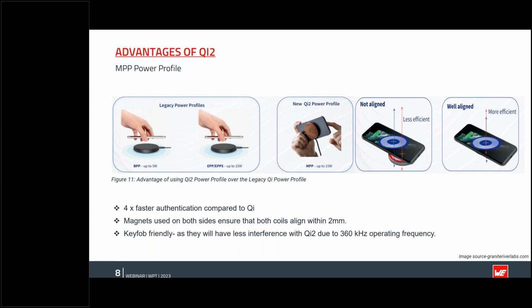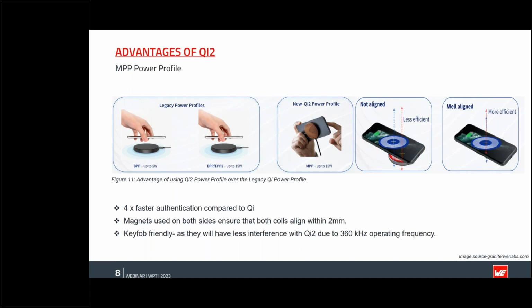And as you can already see in the images, in the case of these previous legacy power profiles, the charger always had to be placed on the table and the phone had to be aligned exactly on the charger. And if there's a slight misalignment or if the phone slips off the charger, then it would not charge anymore, or you could not use your phone along with your charger when it is charging.